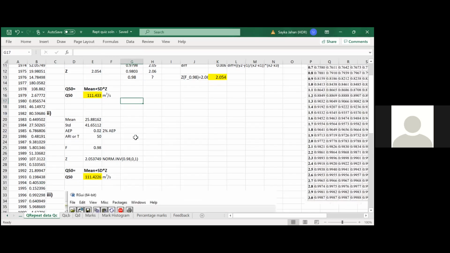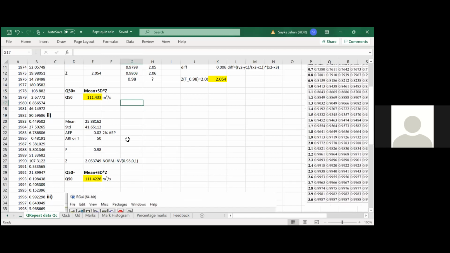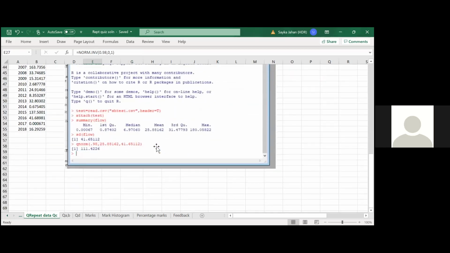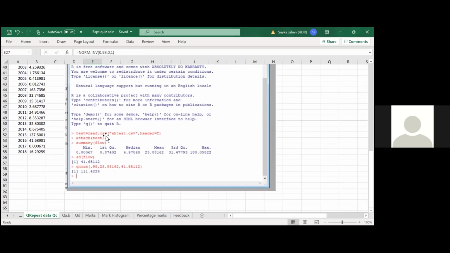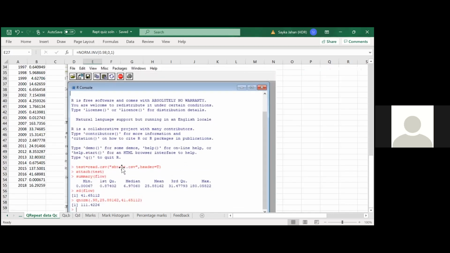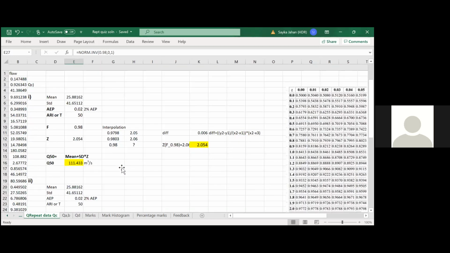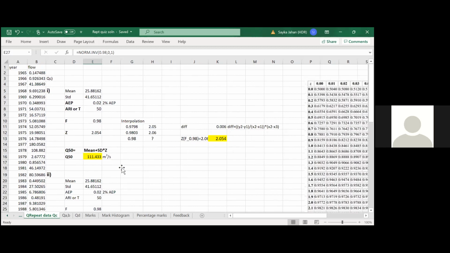For the second part, you have to calculate it using Excel. That is the normal weight equation here, and the result will be that one. And for the R, the result will be very close to those two values. This is number C, the three parts of C.